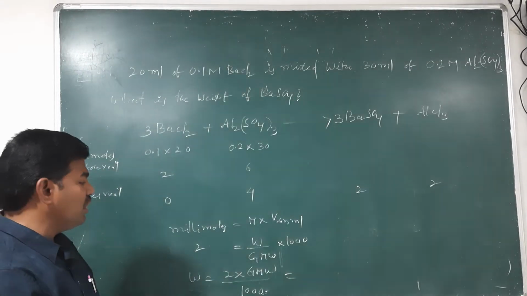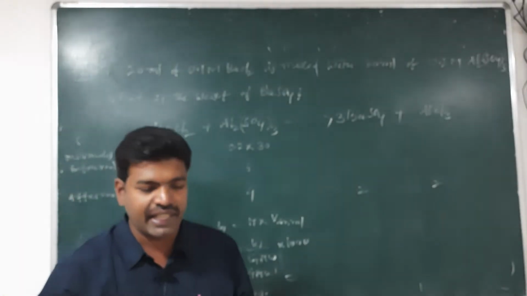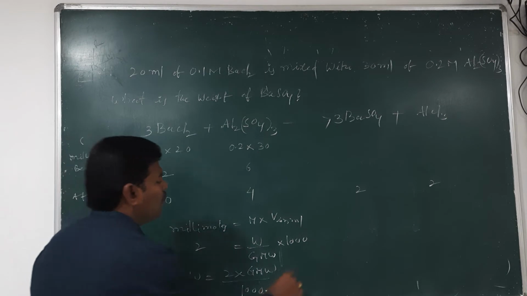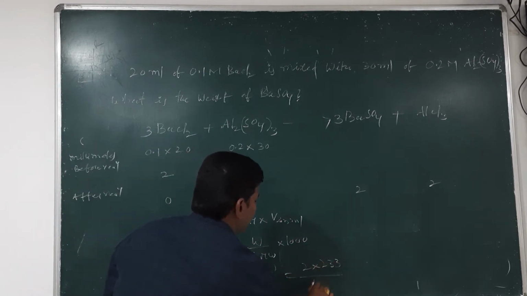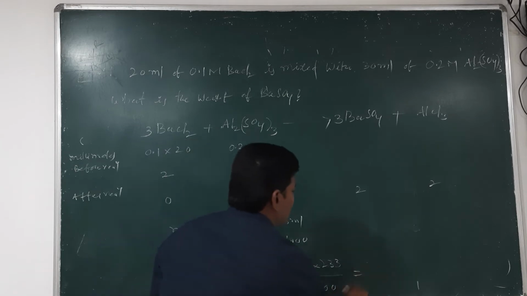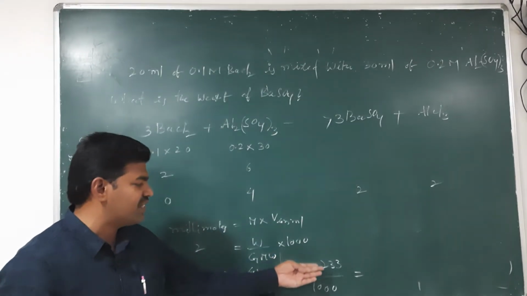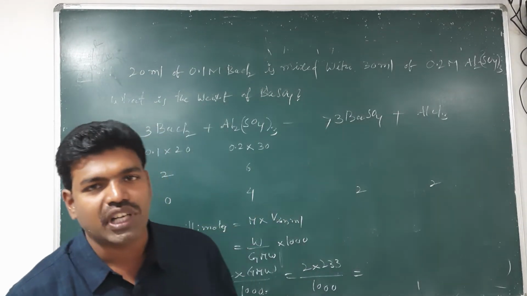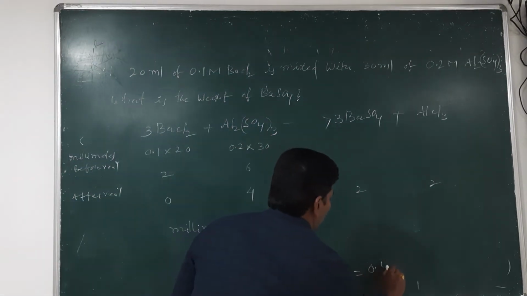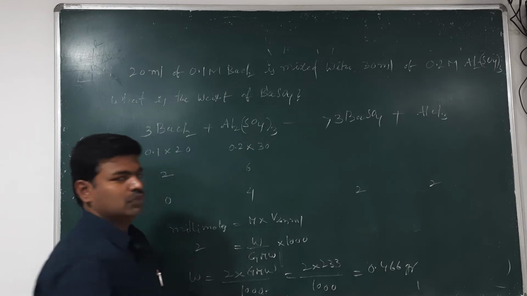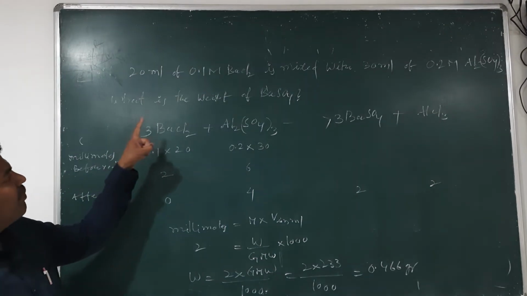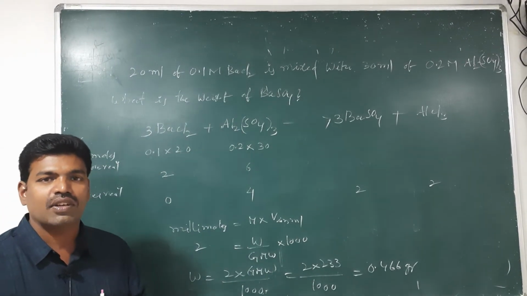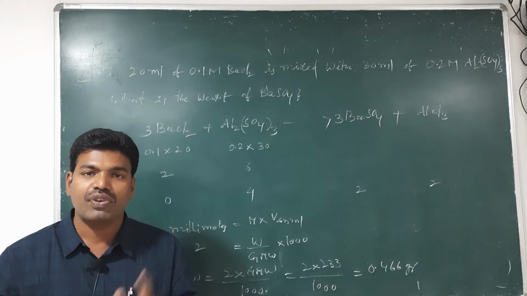The gram molecular weight of barium sulphate is 233. So 2 into 233 by 1000 comes out to be 0.466 grams. So the weight of barium sulphate is 0.466 grams. This is one method by which we can solve this problem.